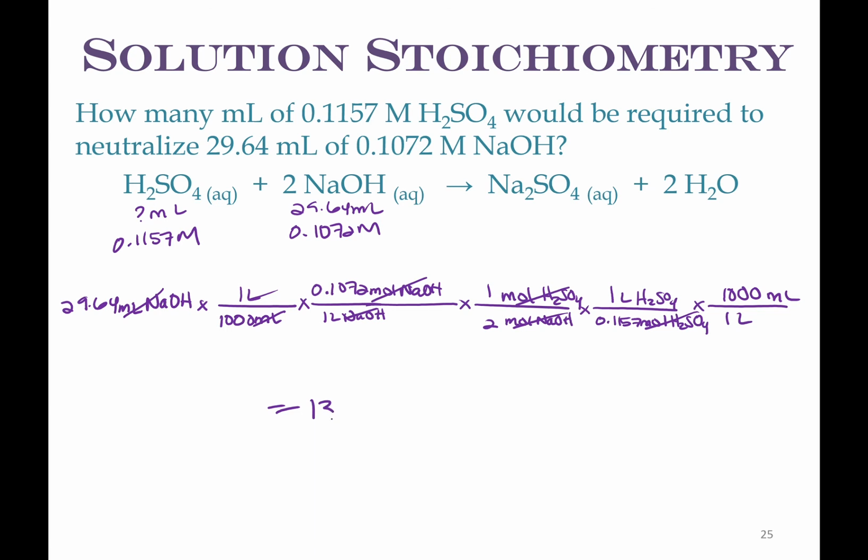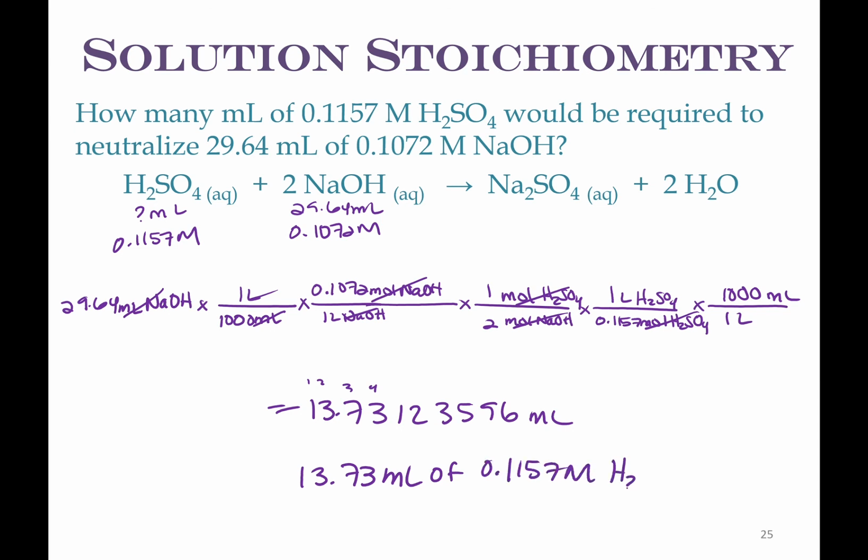So that gives me 13.73123596 milliliters. We need 4 sig figs in this one. So 1, 2, 3, 4, 13.73 milliliters of 0.1157 molar H2SO4.